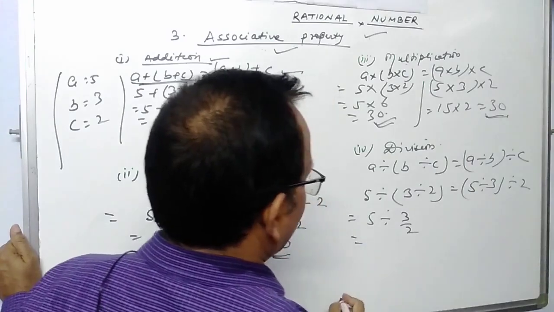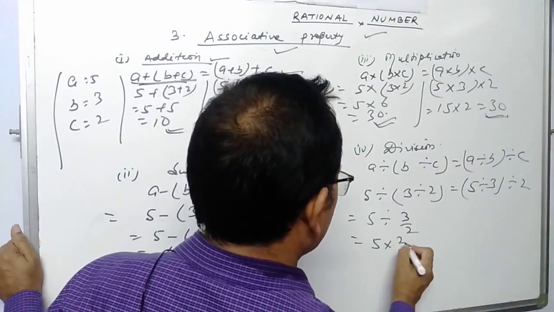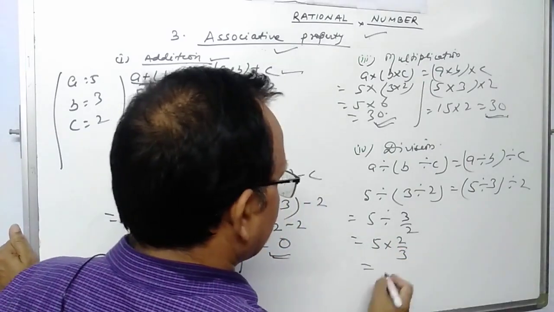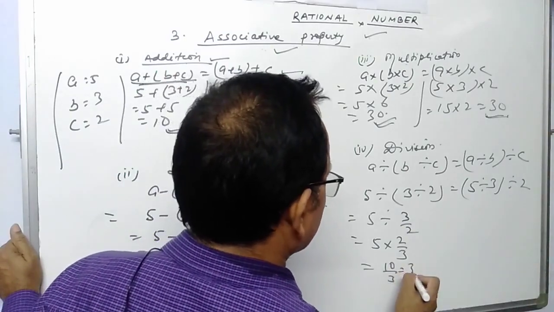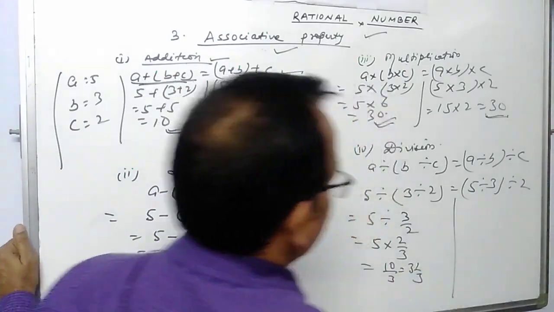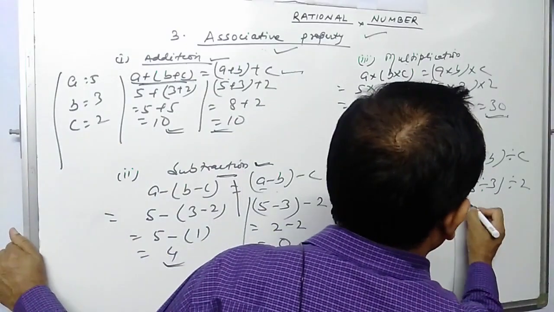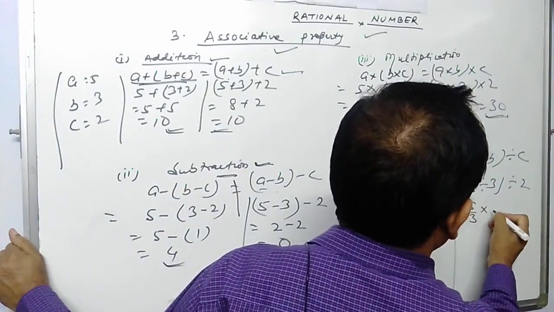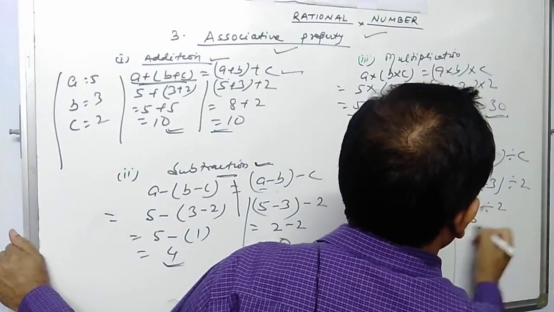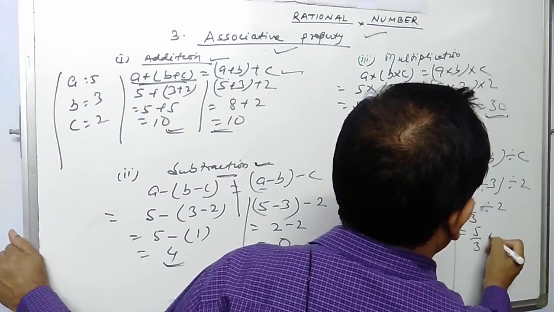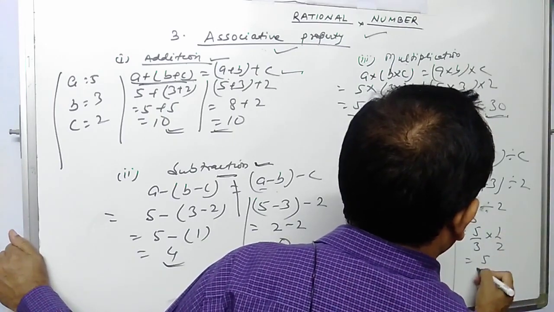So this will be equal to how much? 5 into 2 by 3. This will be equal to 10 by 3, that is equal to 3 1 by 3. Check it here also. 5 divided by 3, that is 5 by 3, divided by 2. This will be equal to 5 by 3 into 1 by 2. This is 5 by 6.